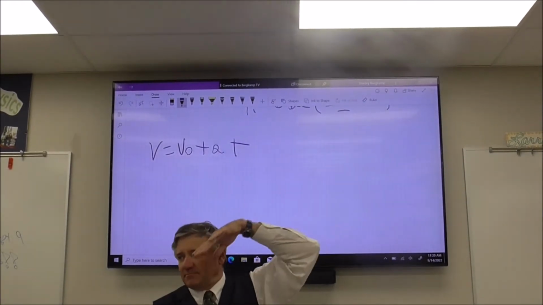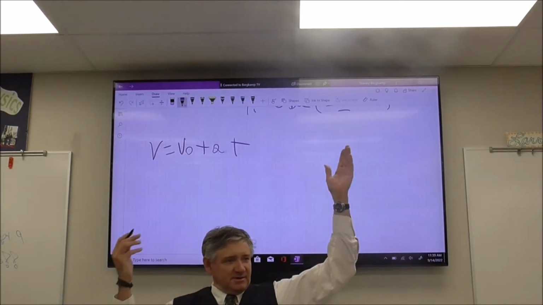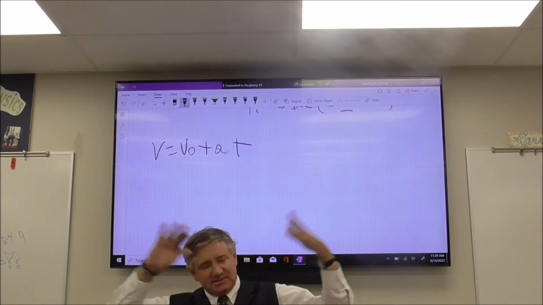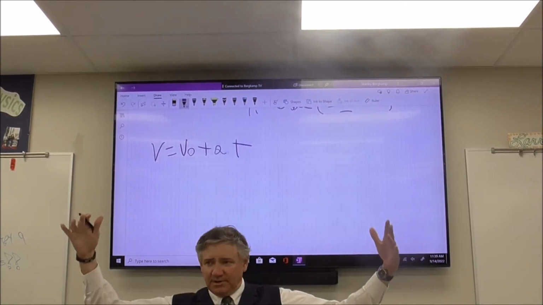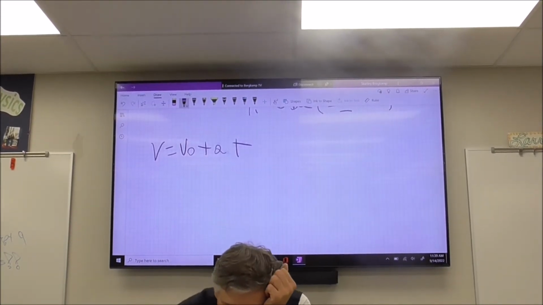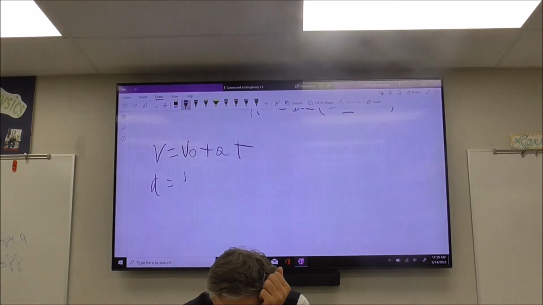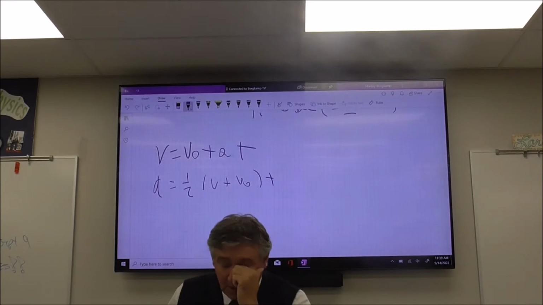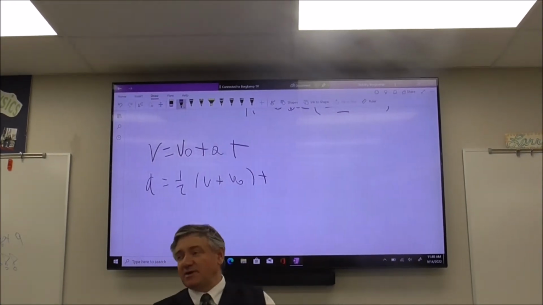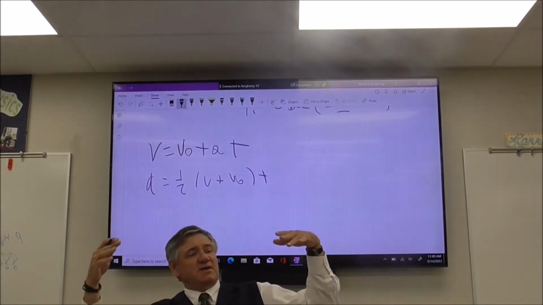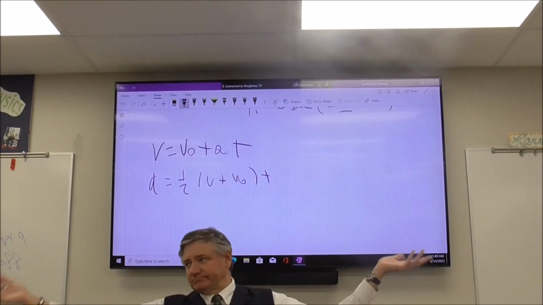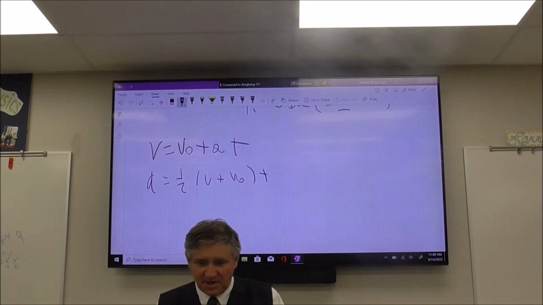Slope-intercept form. Your x is your time, you have your y-intercept, and your slope is your acceleration. Boom, there you go. Then you have one equation for distance: 1/2 (v plus v naught) times time, okay? All that is basically saying, if you have accelerated motion, we're going to take the average of the two velocities, multiply that by the time, there's our distance traveled.